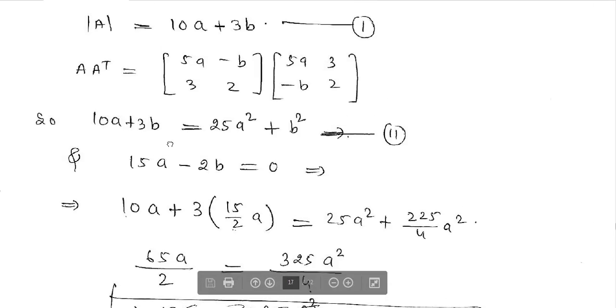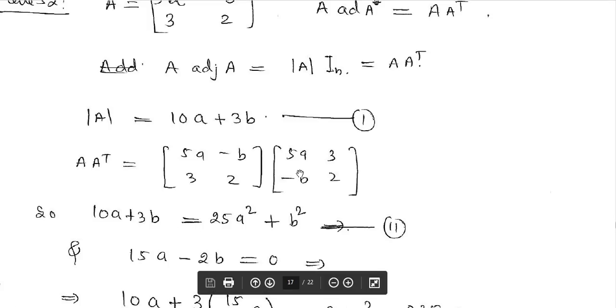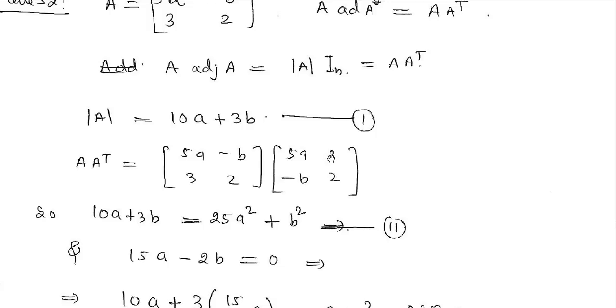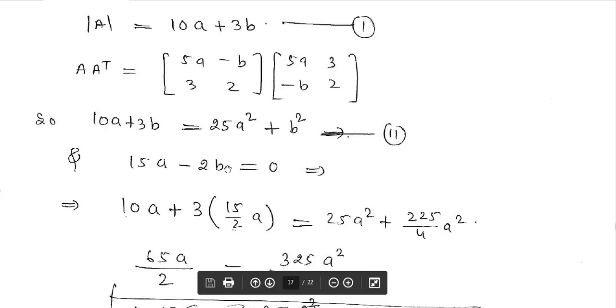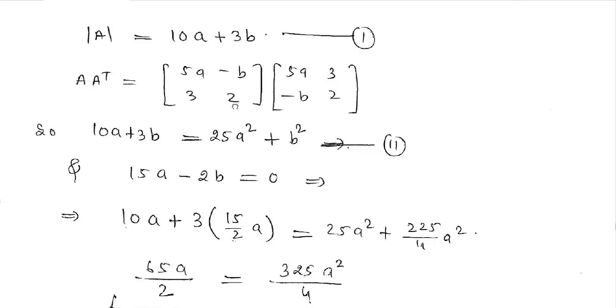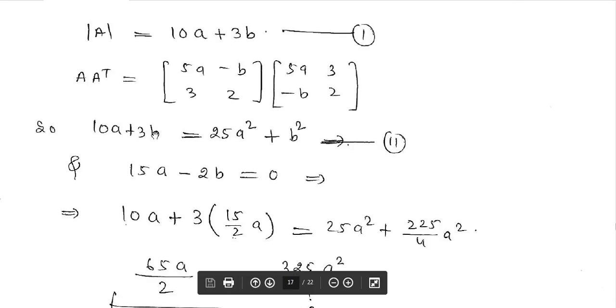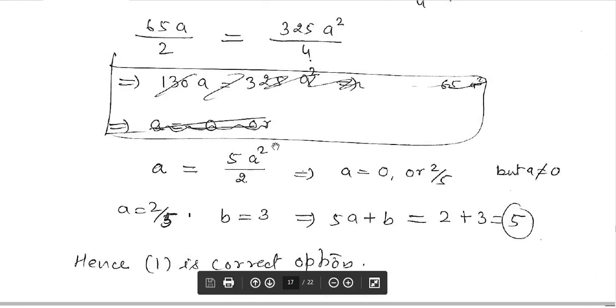Now the first row second element becomes 0, and at this place the first row second element is 15a, you can see, first row second column. So if you multiply this, 15a minus 2b equal to 0. So from these two we replace b; in this situation 10a plus 3b will be replaced by 15a by 2. On simplifying we are getting this, since a can't be 0.